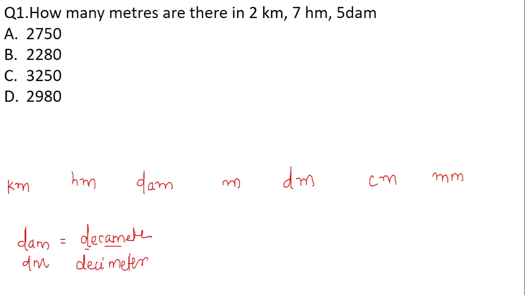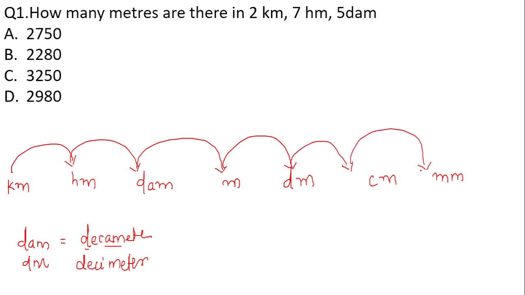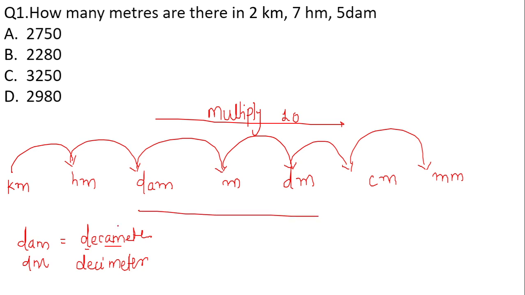Whenever we are converting units from kilometer to hecto, hecto to deca, deca to meter, meter to decimeter, decimeter to centimeter, centimeter to millimeter, you simply have to multiply by 10 for each step, as already discussed in yesterday's lecture. And whenever you are moving from millimeter to kilometer, you have to divide by 10 for each step. Now, how many meters are there in 2 kilometer, 7 hectometer and 5 decameter? First thing we can clearly see is that we have to calculate only meters, so we'll convert the given data into meters.